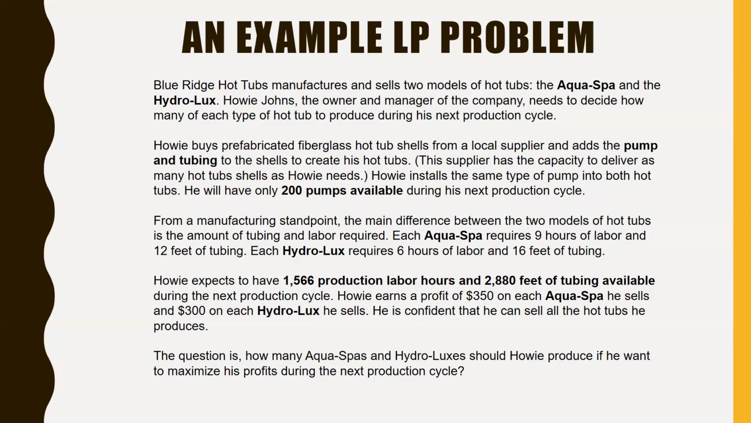You have to compare how many products you produce from each model, how many products you produce from the hydraulic model. That gives the maximum profit. For this case, we would like to maximize your profit. And also we have some limits. For the total labor hours, we have 1,566. This is the limitation in hours. And also the tubing length, we have 2,880 feet. This is the limitation.